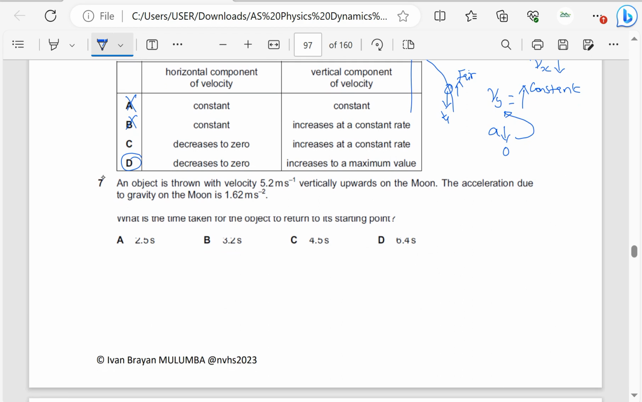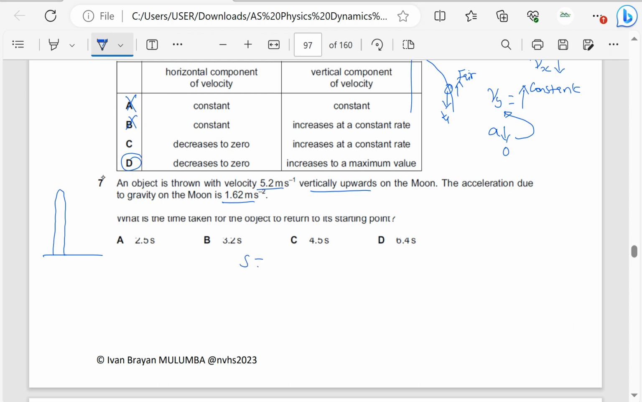An object is thrown with a velocity 5.2 meters per second vertically upwards on the moon. The acceleration due to gravity on the moon is 1.62 meters per second squared. What is the time taken for the ball to return to the starting point? Of course, we know that the moon has no atmosphere, so there is no air resistance. So this is what is happening. The ball is thrown vertically upwards. It comes back to the same level, so the displacement is zero.